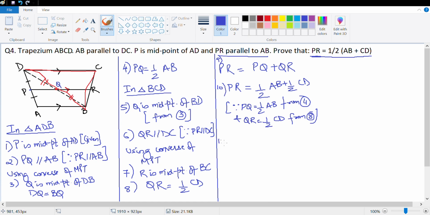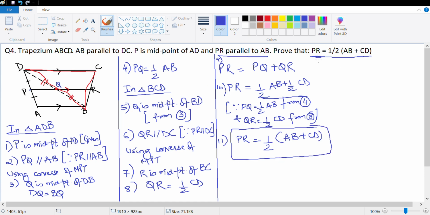Let's look at number 11. PR will be equal to, is there anything common here? Yes, half is common, so I take this out. This becomes half of AB plus CD. Is this what they wanted me to prove? Yes, PR is equal to half of AB plus CD, hence proved.